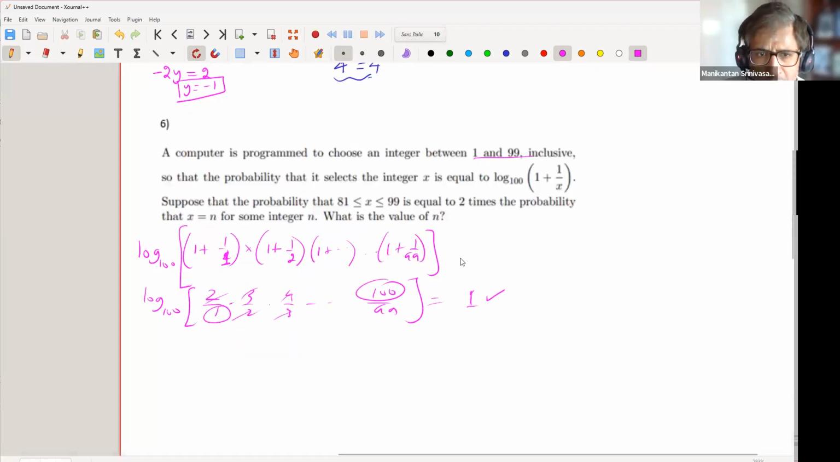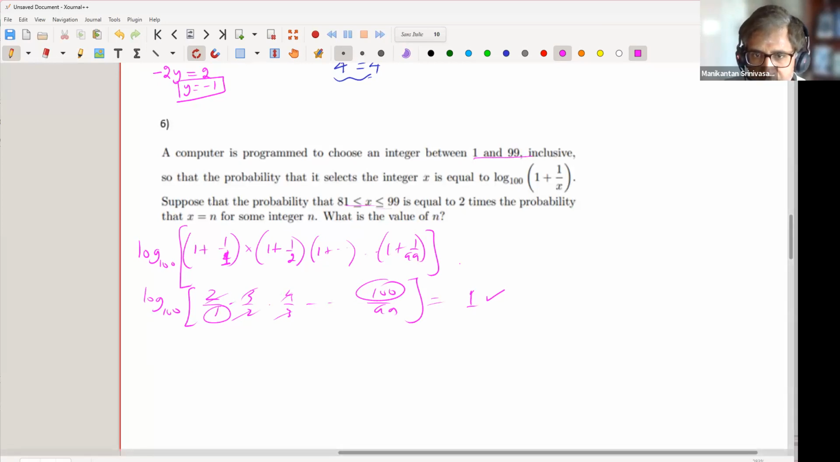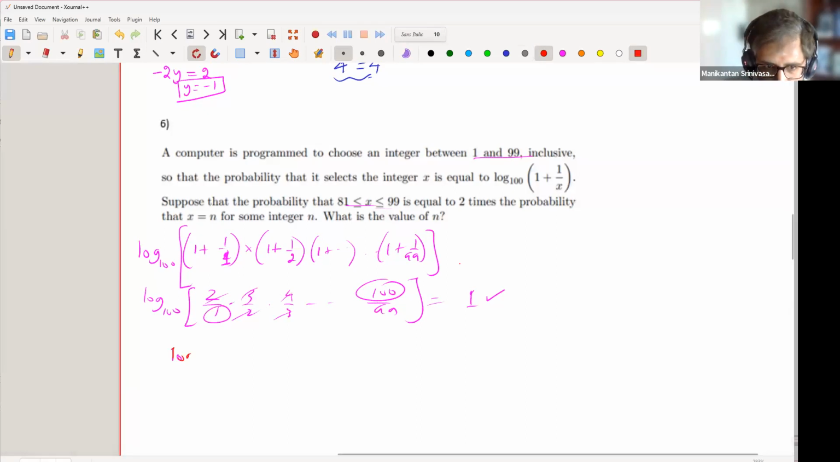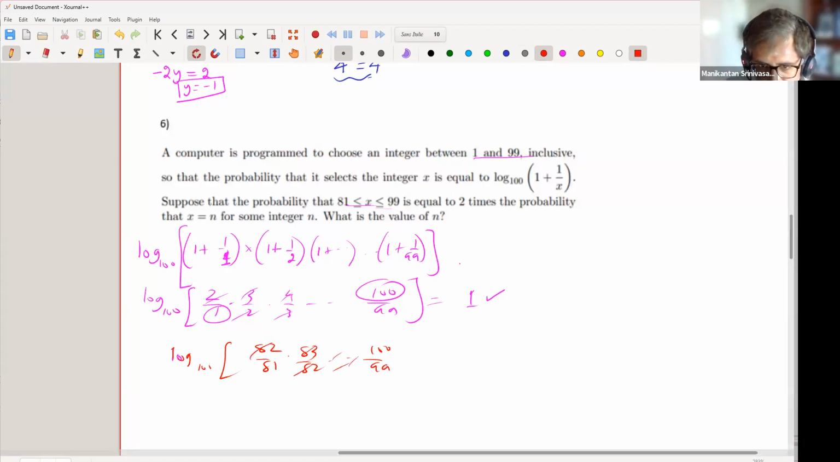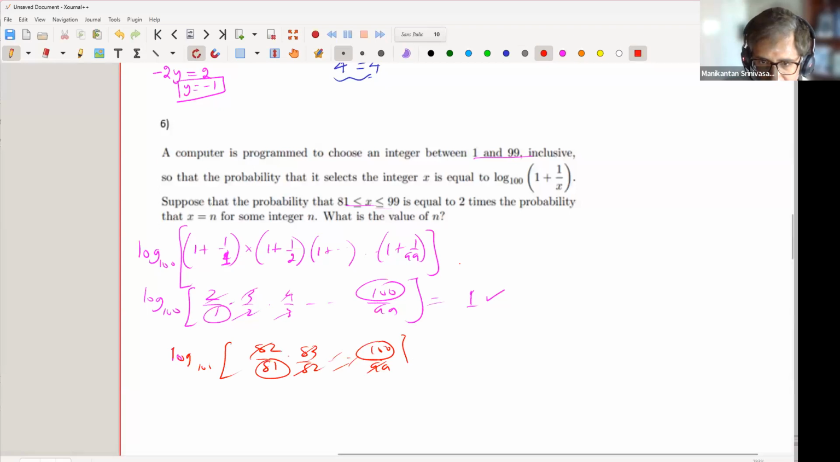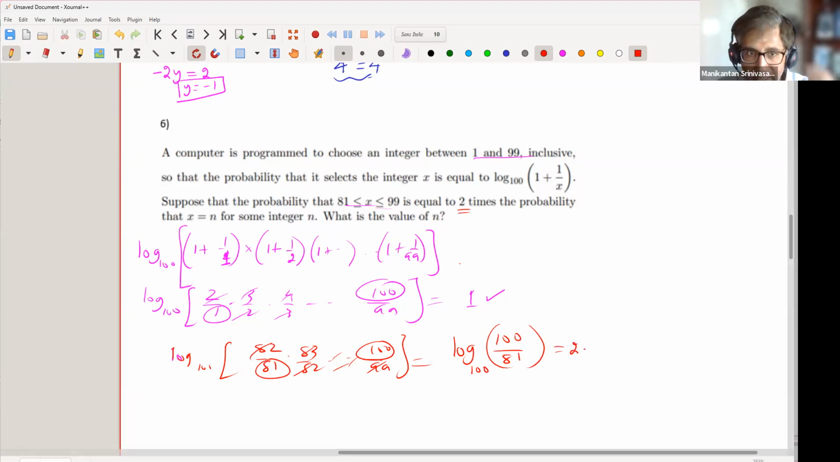That's good. Now, the probability that the number is 81 to 99, both inclusive, would be what? So log of, it'll start from 82 by 81, all the way till 100 by 99. So what remains? 82 will get cancelled, 83 will get cancelled, 99 will get cancelled, 100 and 81 will remain. So it'll become log of 100 by 81 to the base 100. Now this quantity equals 2 times the probability that x equal to n. So 2 times log of 1 plus 1 by n, which is n plus 1 by n.